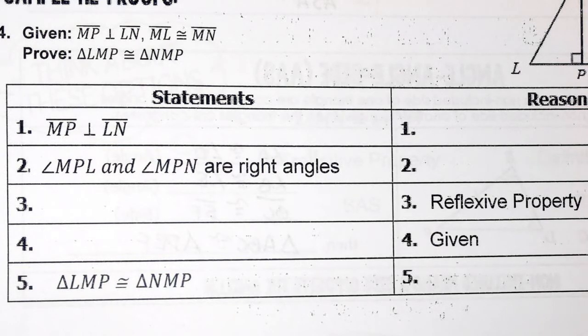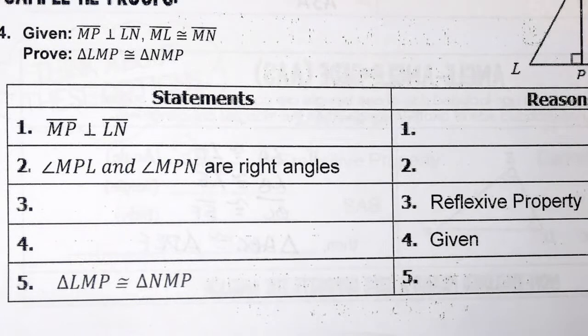Anytime I hear perpendicular, I start to think that they're trying to talk to me about right angles in a proof. And if you look at the next line after that, you see that they start talking about right angles. Anytime they start talking about perpendicular, they want me to know about right angles. Just FYI for you guys. MP is perpendicular to LN. Then after that, they said segment ML is congruent to segment MN. And then they want me to prove triangle LMP is congruent to triangle NMP.